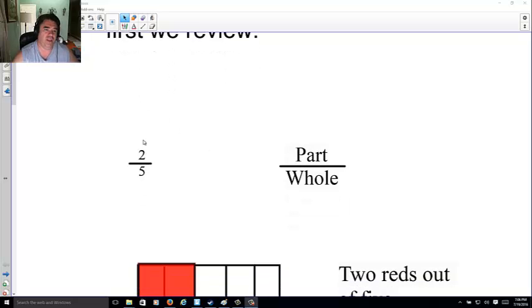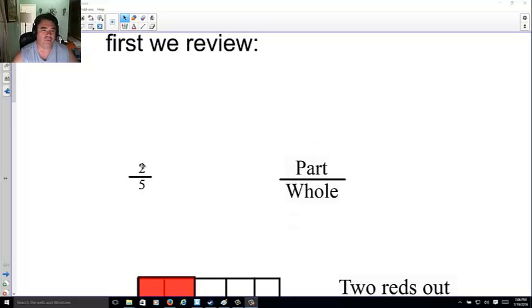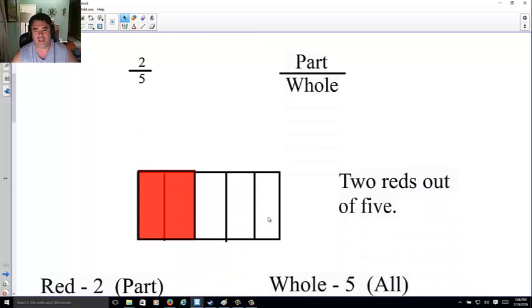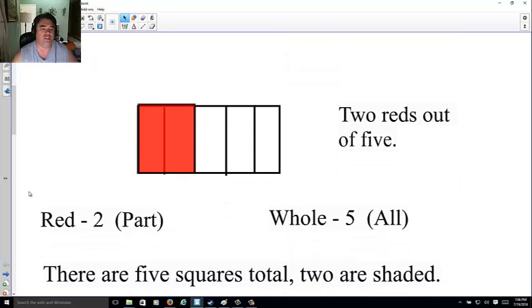First, let's review. If you take a look here at a fraction, remember there's a top and a bottom. Yes, the numerator and denominator. But all I care about is the fact that the top, the numerator, means part of something, and the bottom means the whole thing. For instance, suppose you said you have 2 reds out of 5. So imagine there's 5 pieces and you have 2, the red being the 2 you have. So you have 2 out of a whole 5.